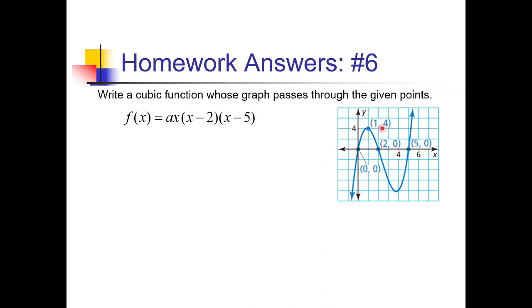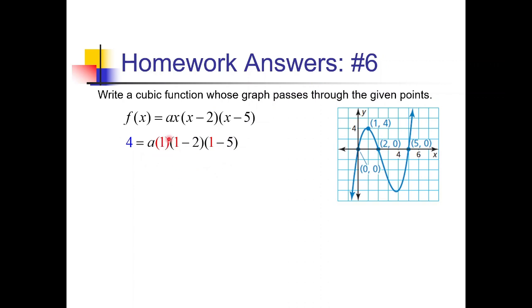This 1, 4 doesn't get its own factor because it's not an x-intercept. However, don't worry, 1, 4, we're going to use you too. This is the point we have to plug into what we've written here in order to solve for the a value. So I'm going to plug in the y value of 4 for this f of x, and I'm going to plug in the x value of 1 for these 3 x's I've written in here. And now once I simplify this and solve it, I'll get my a value.